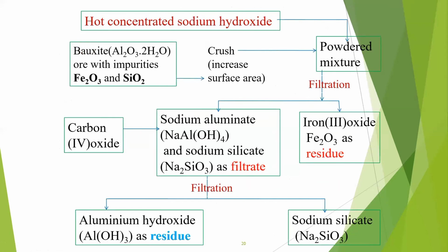So there is this general flow chart to show how aluminium is extracted. Mwanzo tumesema tuko na bauxite. We crush ile powder, tunaweka hot sodium hydroxide. Then we filter because tunajua tutakuwa na nini? Sodium aluminate na sodium silicate, those are the formula there. Then on the other side residue tutakuwa na nini? Iron 3 oxide.